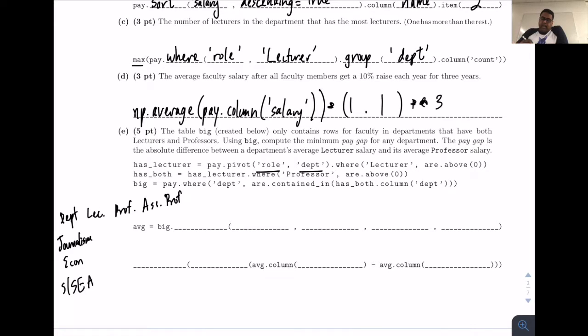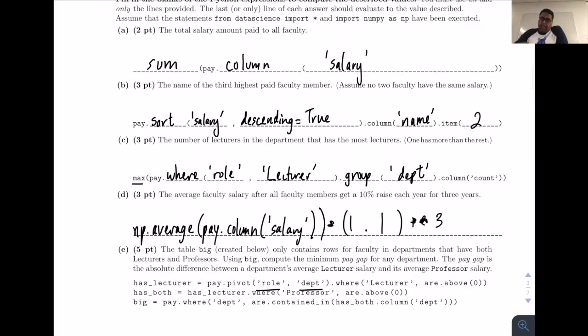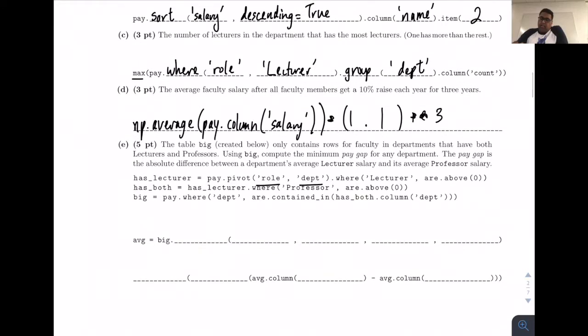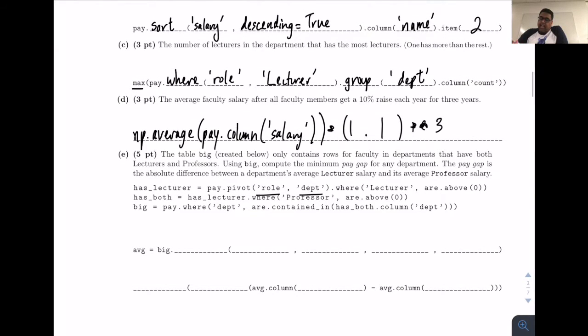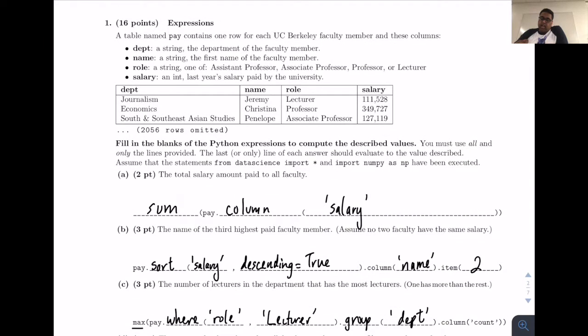So it's going to say, okay, we already have all the departments that have at least one lecturer. Now give me all the departments that have at least one professor as well. So big is going to be a subset of our pay table, but it'll have only the departments that have at least one lecturer and at least one professor.